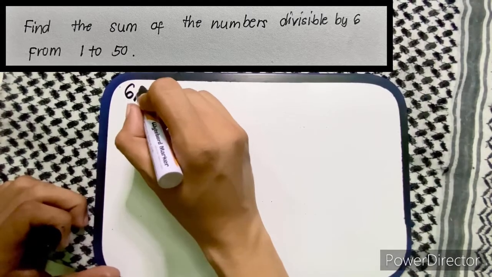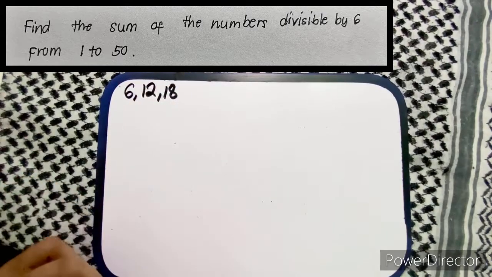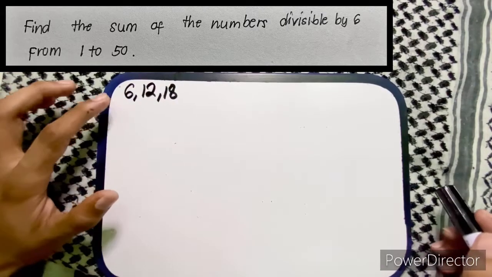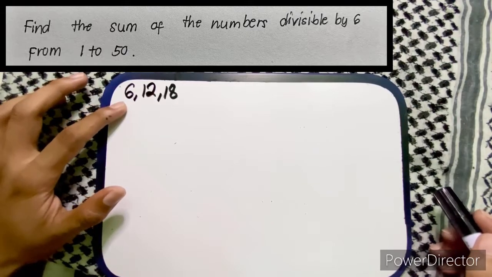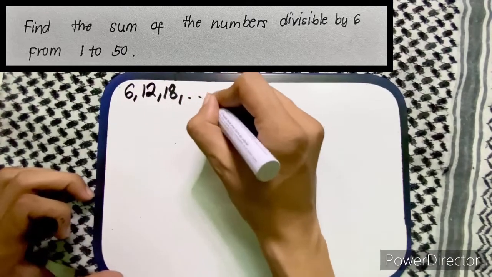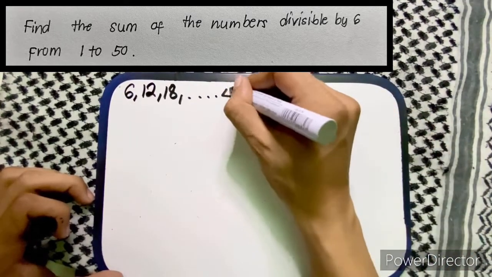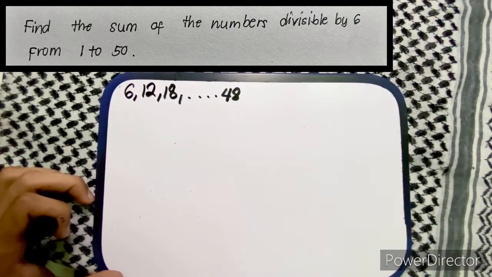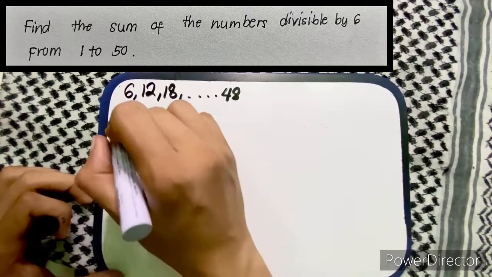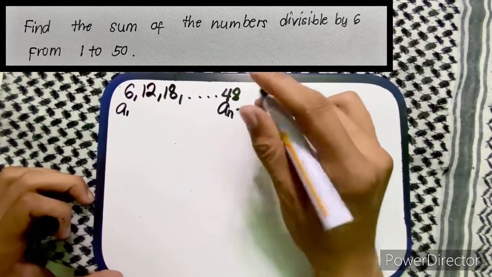Then next to 6, that is 12. Then next is 18. So from 1 to 50, we will start at 6, right? Because 6 is divisible by 6. 12 is divisible by 6. 12 divided by 6 is 2. Then until 50, a number less than 50 and also divisible by 6. So that is 48, right? You cannot say 49 because 49 divided by 6 has a remainder. So it's 48. Therefore, our a sub 1 is 6 and our a sub n is 48.